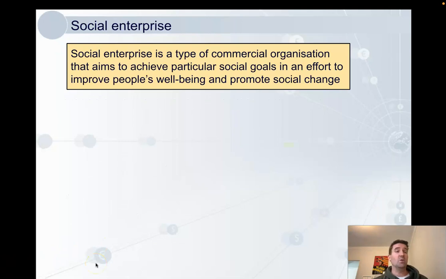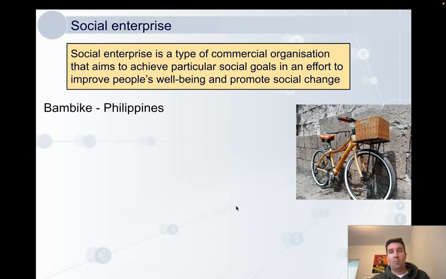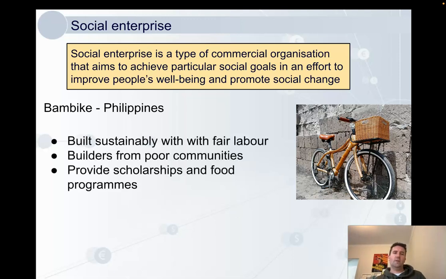Another strategy is to support social enterprise. This is a type of commercial organization that aims to achieve particular social goals in an effort to improve people's well-being, so development really, and promote social change. I'll give you an example. A firm called Bambike in the Philippines. It's bikes made out of bamboo for the most part. So what it is built sustainably with fair labor. They use builders from poor communities and they provide scholarships and food programs. So supporting industries like this that really give back to the community is a great way for countries to achieve development.